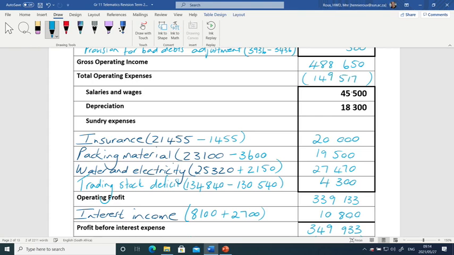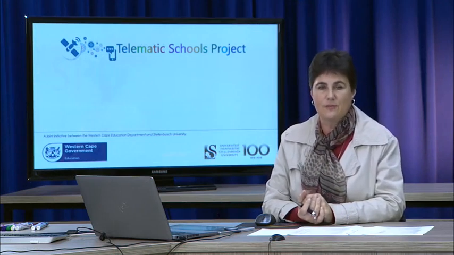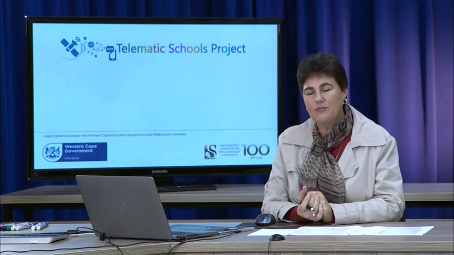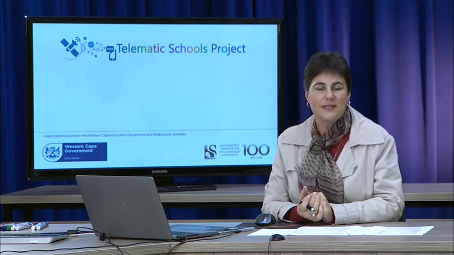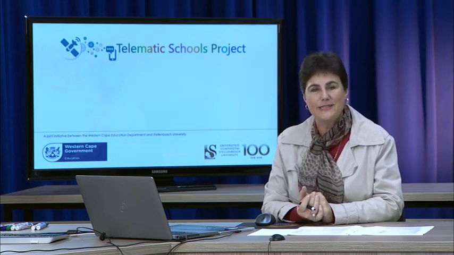149,517. And we know that whatever is in the block must give you the total at the top. So the total at the top minus everything will give you the sundry expenses, 14,447. And there your puzzle is completed. Like I said, the important part is you must know the format of your statement. And then it is easy to fit in the puzzle pieces to complete the puzzle and get the final picture. That was now statement of comprehensive income.